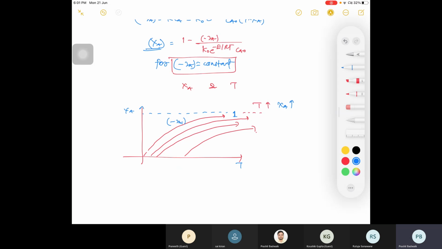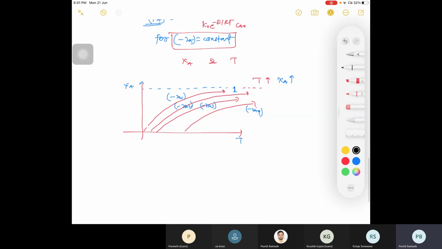So you can write here minus RA2, this is for minus RA3, and this is for minus RA4, any value, right? यहाँ तक आ गए थे हम. Is it clear? Please raise your hand. Yes, sir. Right. Now I'll tell you.